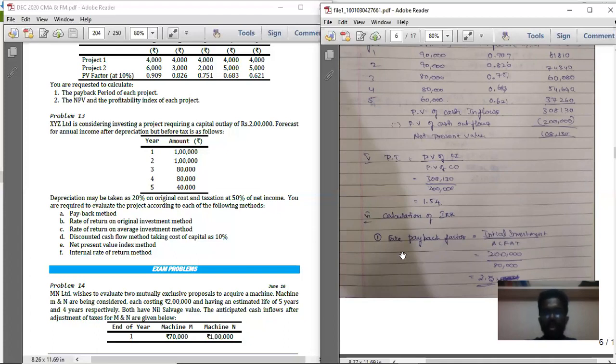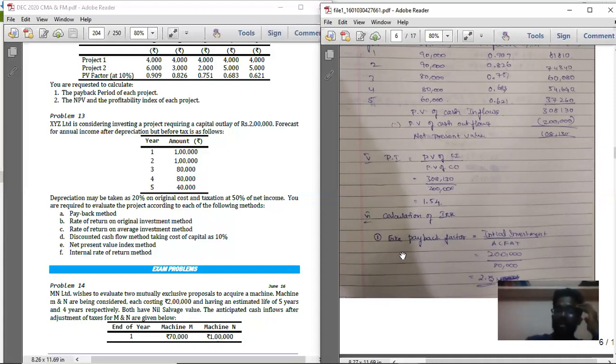So below that, point number 1. First, what you should do for IRR is calculate the fake payback factor. So point number 1, fake payback factor is equal to... what is the formula for payback period? Initial investment divided by cash flow after tax. That is what we have seen in the payback itself.